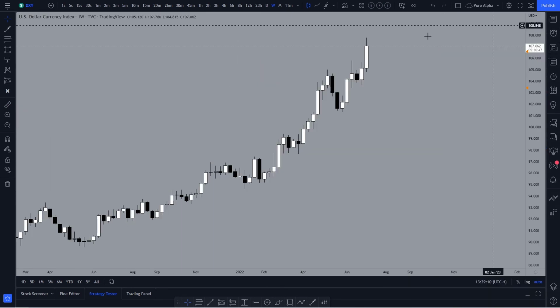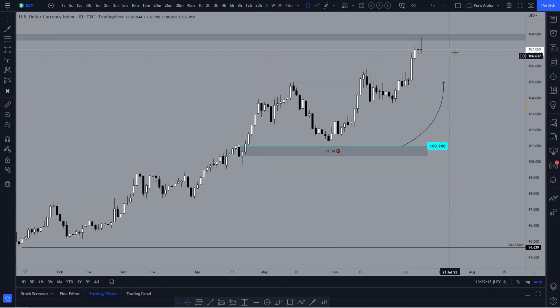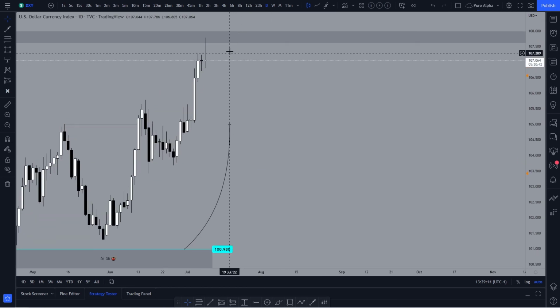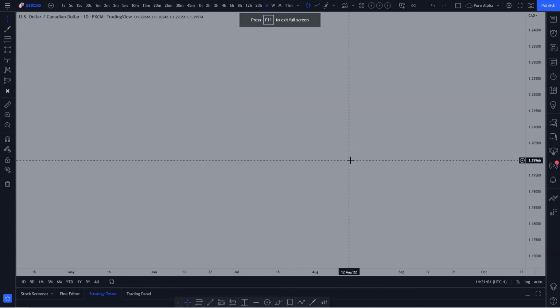See the DXY. Yeah, the DXY hit one of my levels all the way over here at 1.07619. Okay, we'll see how the week goes.